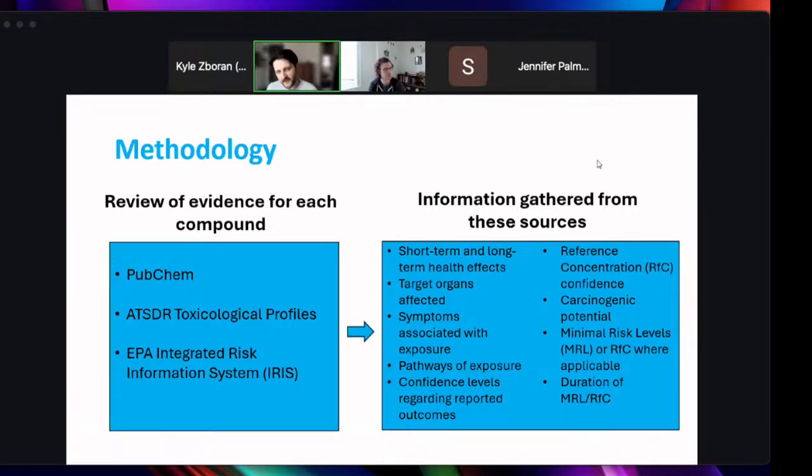And then here on the right side, I just wanted to highlight what the tool tells you, and what it might not tell you also. So we get short and long-term health effects and all our target organs that are affected, everything from carcinogenic potential to the reference concentrations where available, and everything like that.